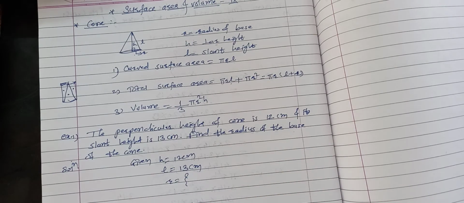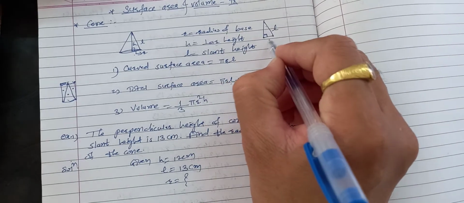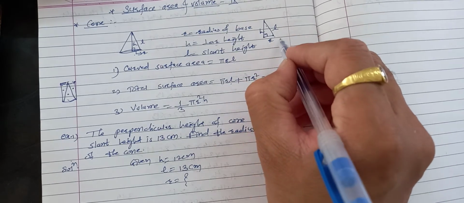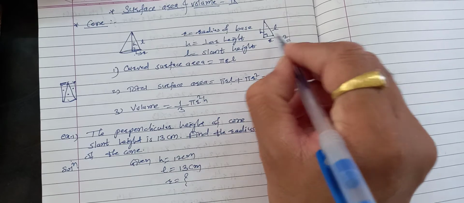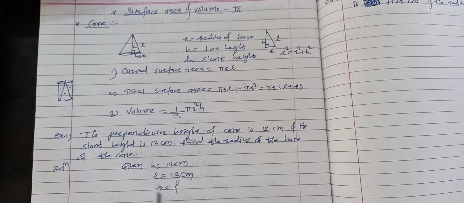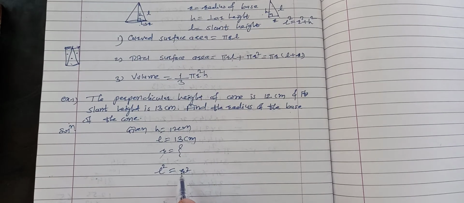Very simple. Now for this, if we consider this one, see here, this is L, R, H. So what type of triangle? Right angle triangle. So by the Pythagoras theorem, L square is equal to R square plus H square. So put the values. R is not given. L is 13 square, R square as it is, H square means 12 square.